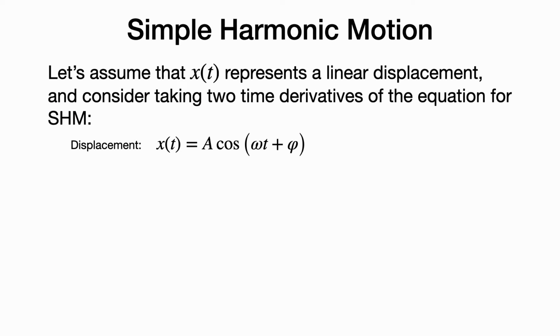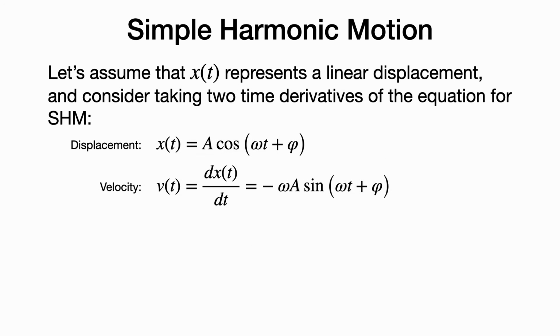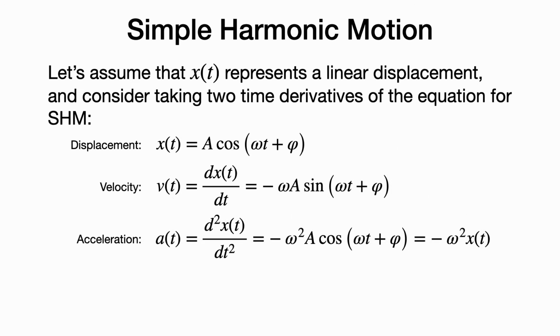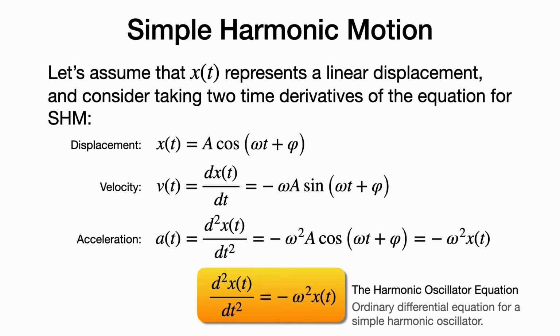Now, let's assume that x represents a linear displacement, and consider taking two time derivatives of the equation for simple harmonic motion. Our first time derivative will then give us the velocity. This will be equal to minus omega A times sine of omega t plus phi. Taking a second time derivative gives us minus omega squared A cosine of omega t plus phi. But A cosine of omega t plus phi, that's just our displacement, so we can write the second time derivative of the displacement in terms of minus omega squared times the displacement. We arrive then at a fundamental relationship for all objects which undergo simple harmonic motion.